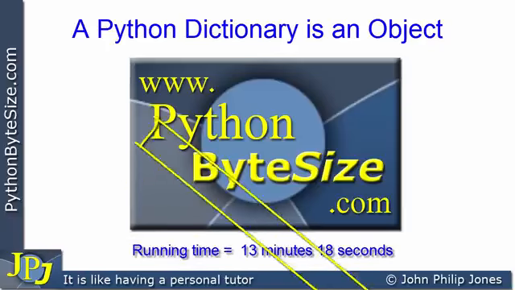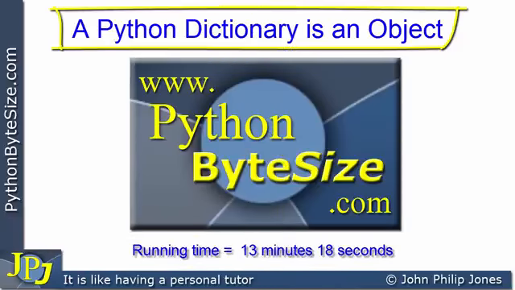A Python dictionary is an object derived from the dictionary class. In this video, we're going to have a look at a Python dictionary object.